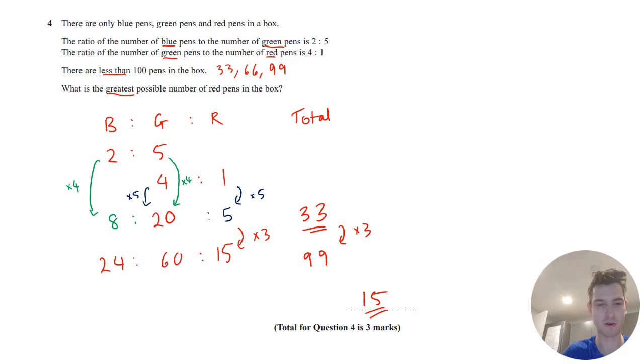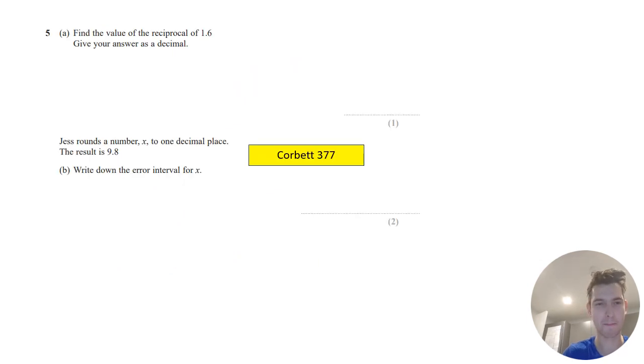Okay, a bit of a tricky ratio question. Let's keep going. Question 5, part A. Find the value of the reciprocal of 1.6. Give your answer as a decimal. I know that when it says reciprocal, that means 1 over that number. So in your calculator, 1 over 1.6, and then you're going to change that to a decimal, which is 0.625.